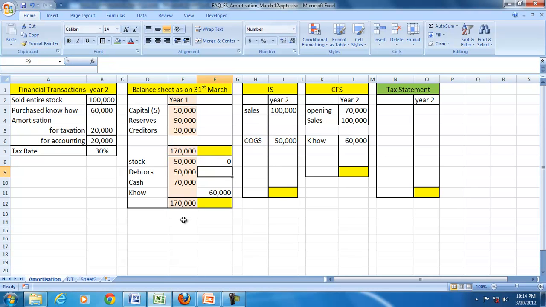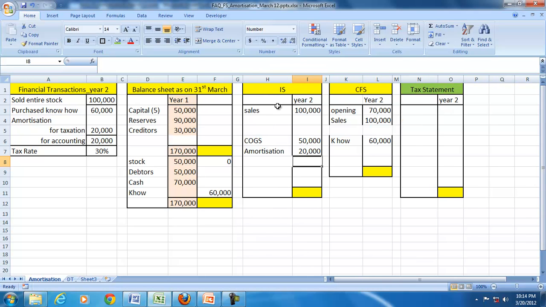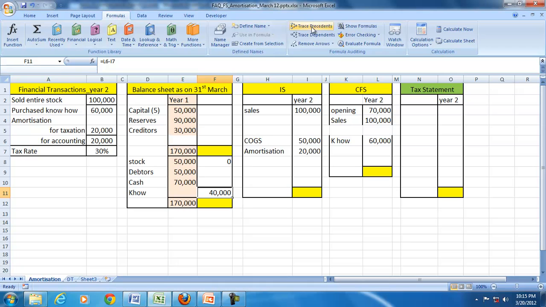No other expense there. Amortization is 20,000 for the year, so we show 20,000 in the income statement. And to the extent of amortization, the value of the know-how is reduced by 20,000. So amortization is shown in the income statement, and the know-how, the intangible asset, is reduced to the extent of the amortization. And we show the total expenses.